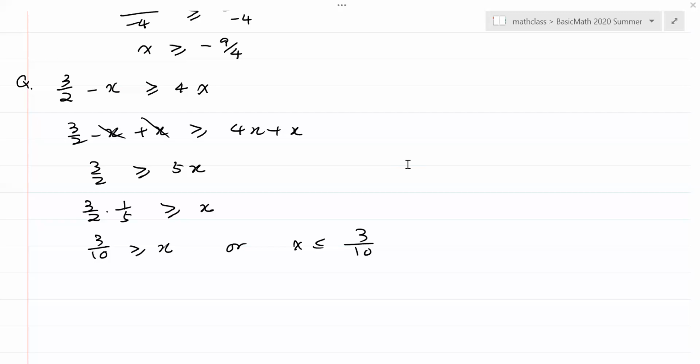All right, so let's see. Here's the next one. Okay, so we have 2 minus 3x less than or equal to 3 minus 2x.